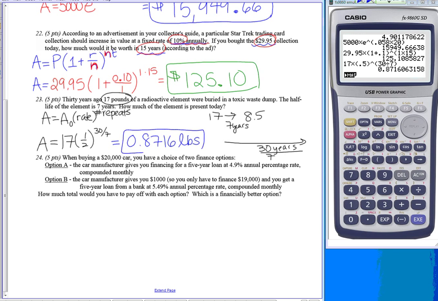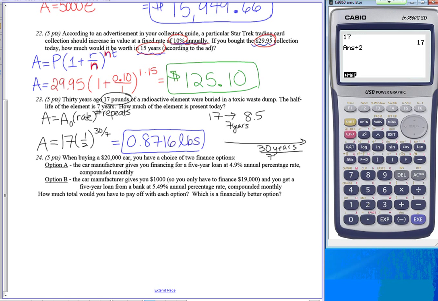Now let's just see if this makes sense. Again, I started with 17. I'll just show my calculator. I started with 17. Whoops, that's 177. 17 divided in half. So that took 7 years.